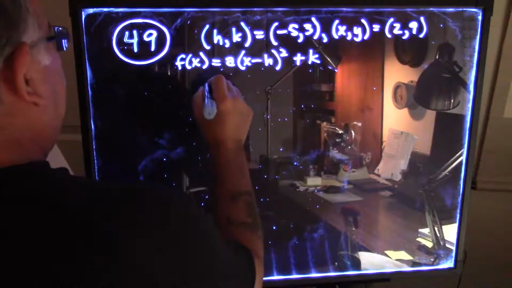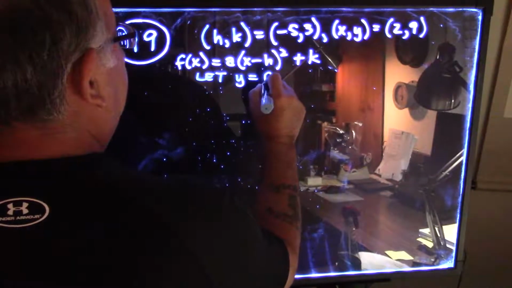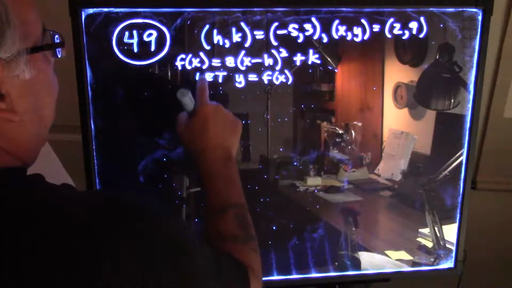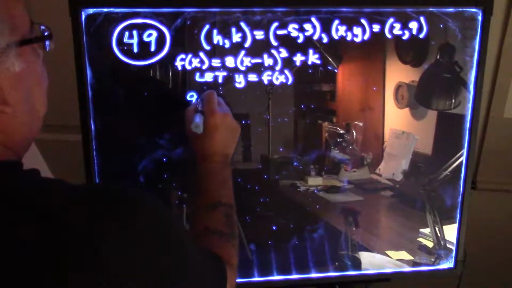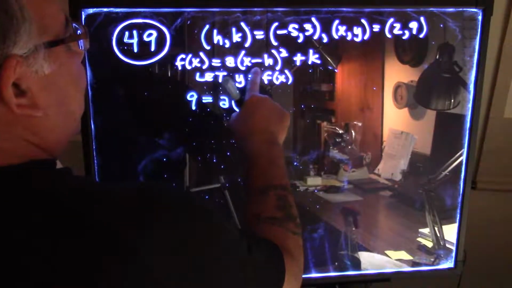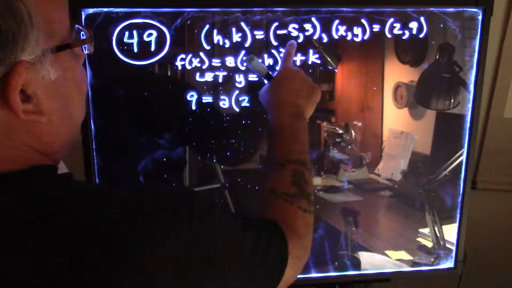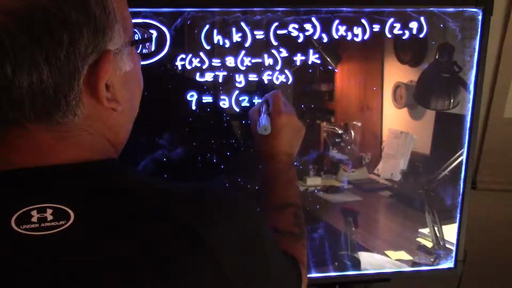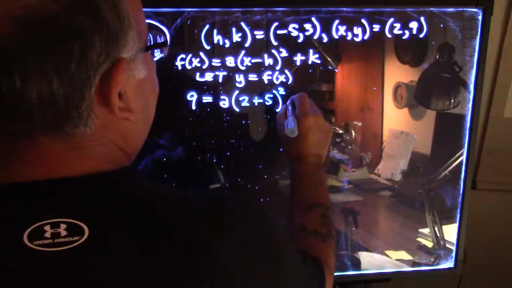So we're going to let y equal f of x and then substitute everything we know. So y is f of x, and y is 9 over there, so 9 equals a, which we don't know yet, times x, here 2, minus h. h is negative 5, minus a negative 5, that's plus 5, squared, plus k, which is 3.